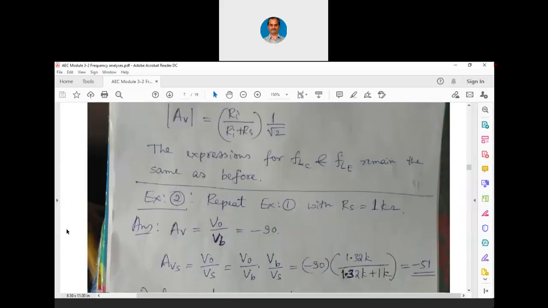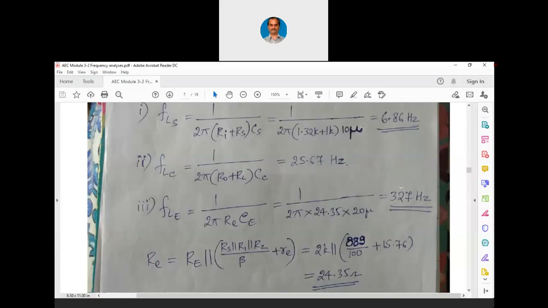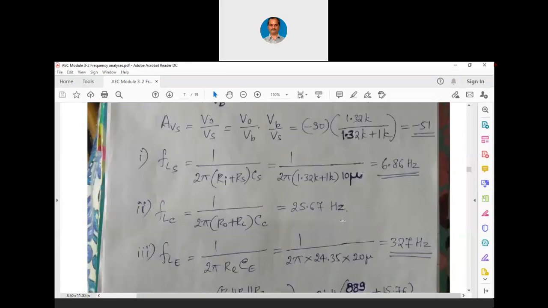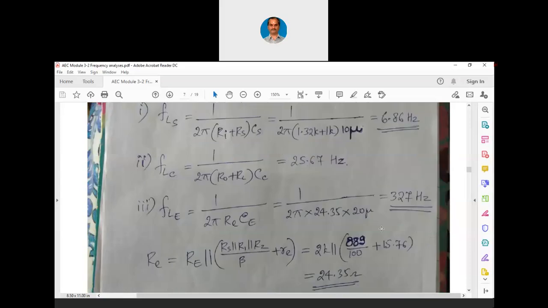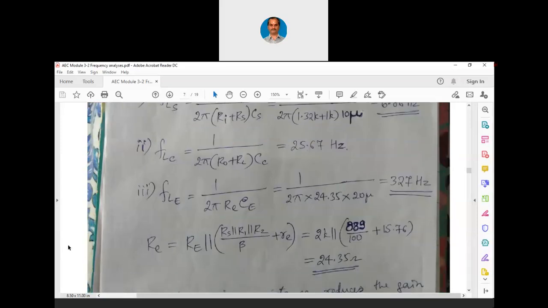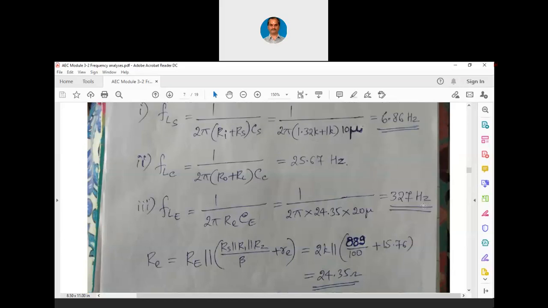Now let me come back. Here it is, 6.86, 25.67, 327. Even FLS is reduced because we had this denominator increased by the term RS. So FLS is reduced. And FLC remains the same because at the output there is no effect of the source resistance. Whereas FLE is increased to 327 Hertz. Why? That is because this value of Re got changed, because this Rs parallel with R1 parallel with R2 came into picture. Because of which FLE got increased now.